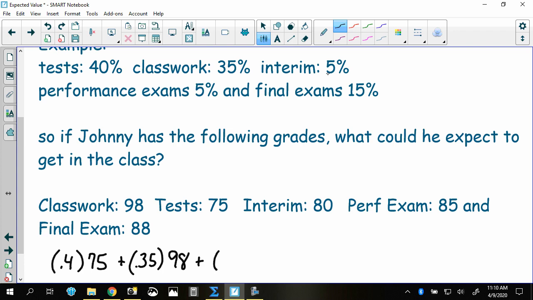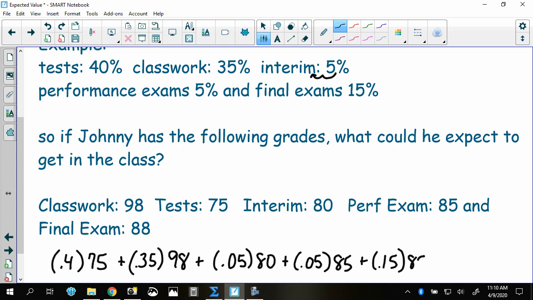And then for the interim is 5%. Now remember, 2 decimals for percentage, so it's 1, 2. That means you've got this blank spot in front of the 5, so that's a 0. 0.05. Multiply that by his 80 for his grade on the interim, plus a performance exam, which is also 5%, so that's another 0.05, and he has an 85 on his performance exam. And then last but not least, his final exam is 15%, so 0.15, and he got an 88 on his final exam.